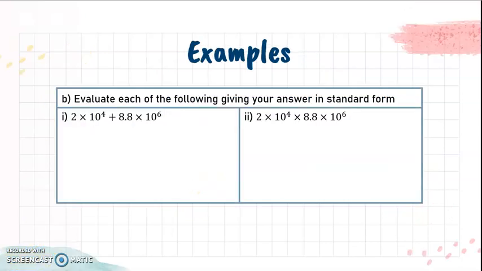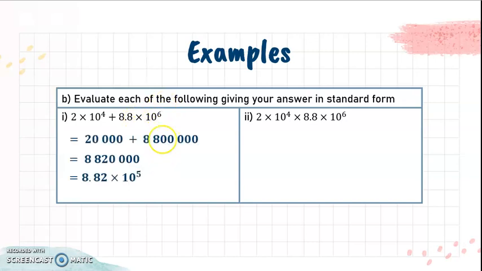So next, this is an example of evaluate each of the following, giving your answer in standard form. Alright, so now do not use your calculator first. Okay, try to evaluate this standard form. First, calculate this one first. 2 times 10 to the power of 4, what is the number? And then 8.8 times 10 to the power of 6, what is the number? Once you get the values, then you can add those two values and you get this answer.